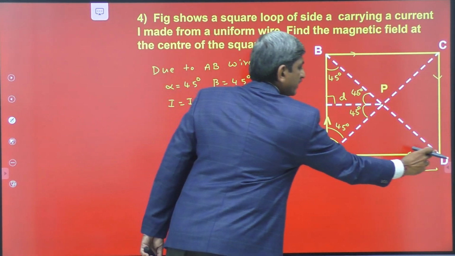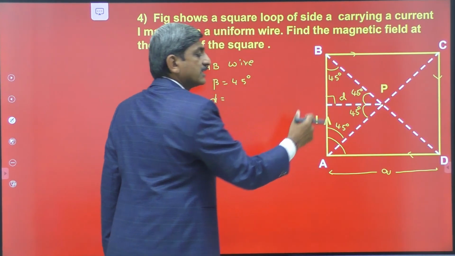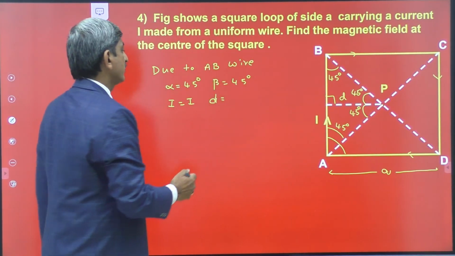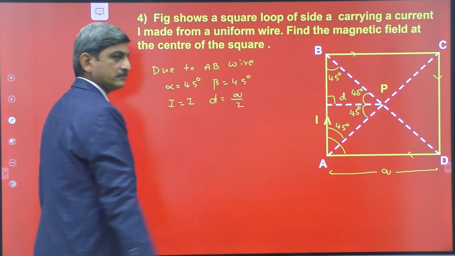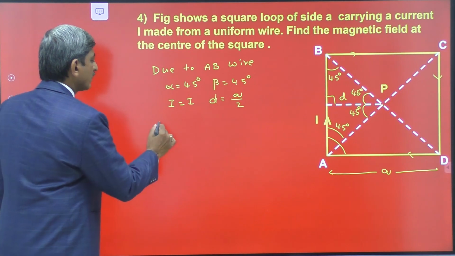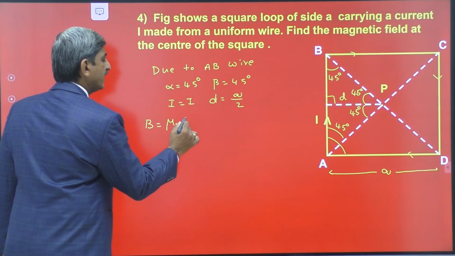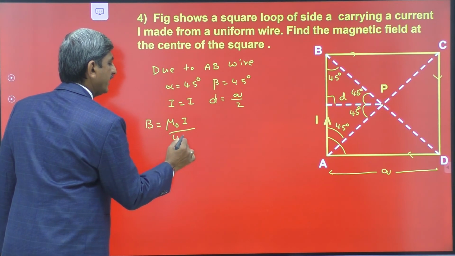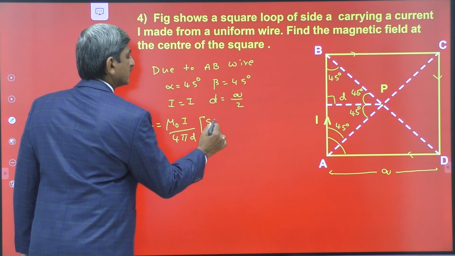The side of the square is equal to a. From the center point to the side, the distance is nothing but half of the side of the square, that is d is equal to a by 2. Now by using the general formula, B is equal to mu naught I divided by 4 pi d into sin alpha plus sin beta.